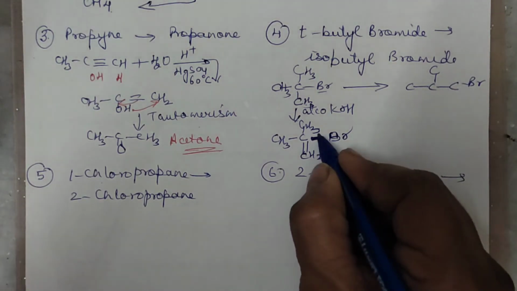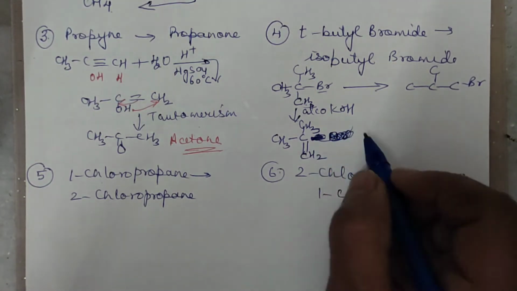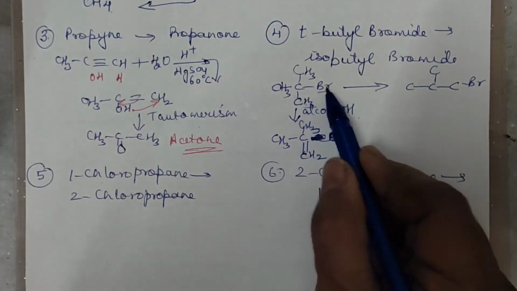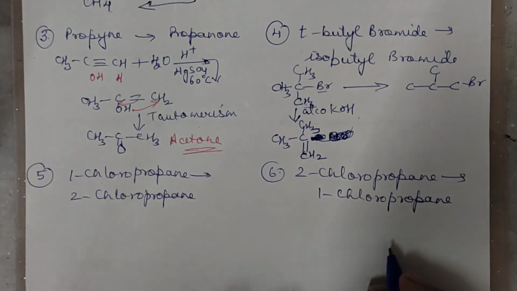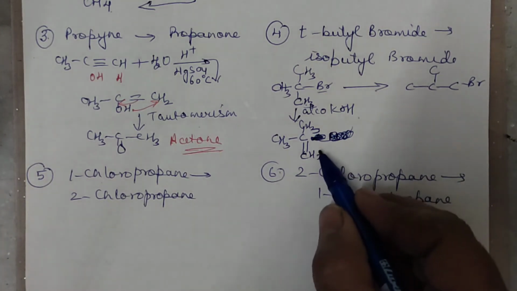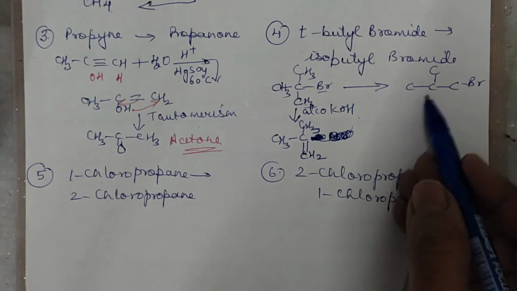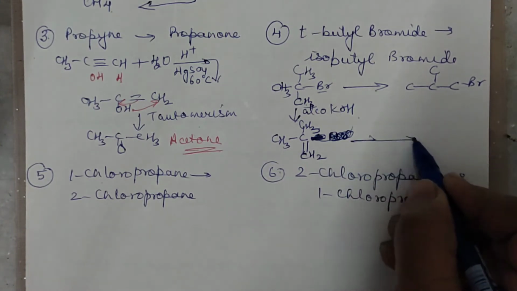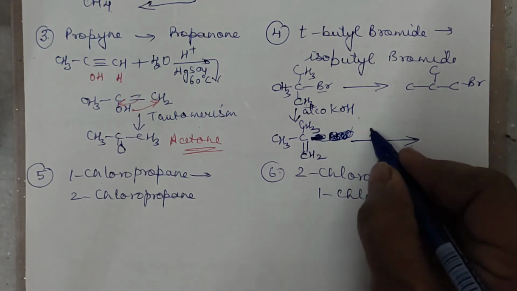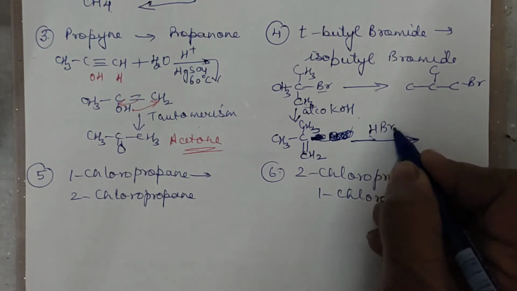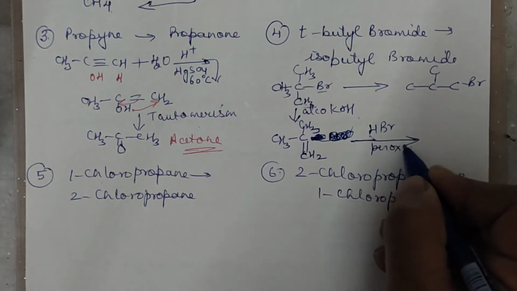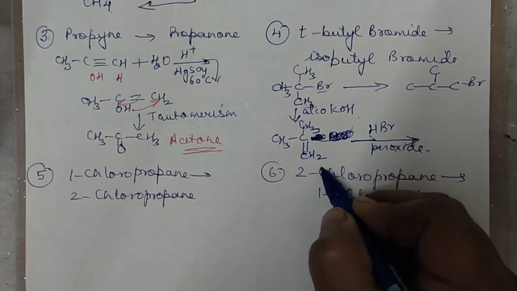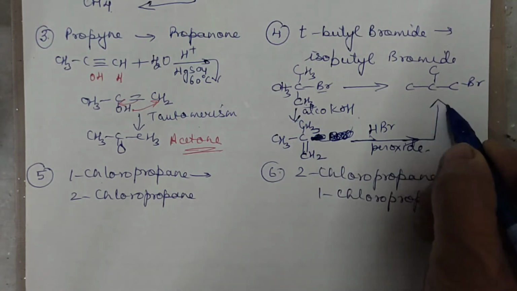This Br has to be removed from here. Yes, this was alcoholic KOH. You have to carry out dehydrohalogenation. So 1 H and 1 Br will be removed. This is what you will get. You will get an alkene. Now we want to add HBr to it. Again, Br should be this side. That means you are adding against Markovnikov. So you will carry out the reaction with HBr in the presence of peroxide. In the presence of peroxide, H will add here, Br will add here. So this will be the product.